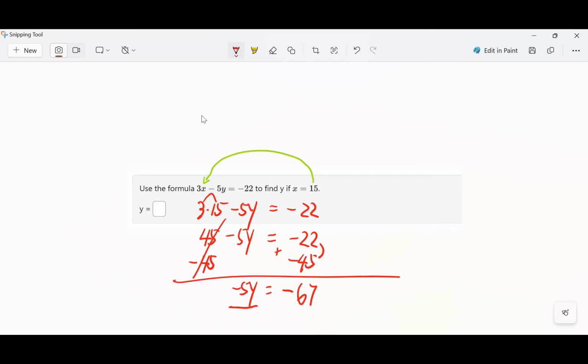Now divide both sides of the equation by negative 5. Cancel that, and y is by itself, that's what we want. Two negatives turn positive, but we don't write it, right? The positive sign you can usually omit. So the answer is 67 over 5. And yeah, that's the answer we're looking for. Any questions?